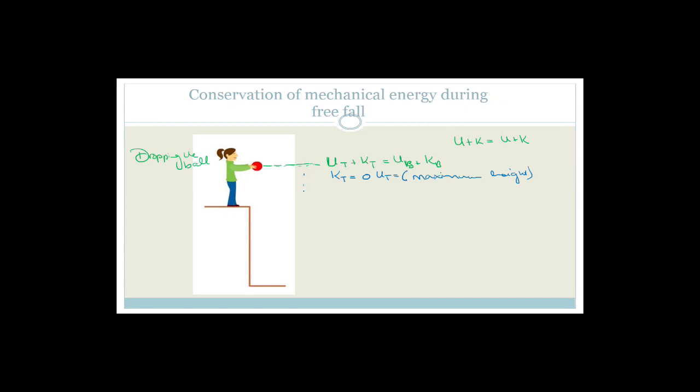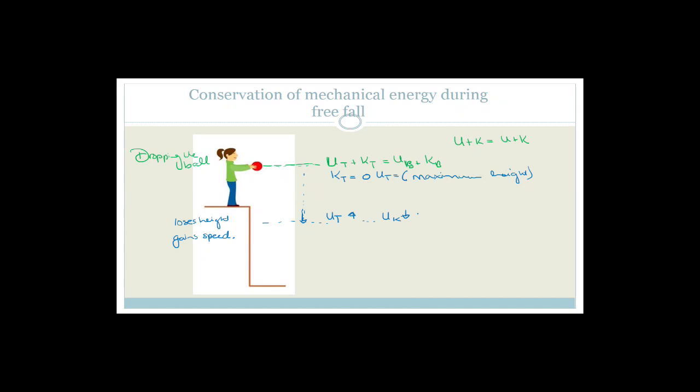Right, now as this ball drops, what happens? Well, first of all, do we agree it loses height? And secondly, do we agree it gains speed? It gains speed. So therefore, can you agree that as we go down, the U is going to get bigger, but the K is going to get smaller?